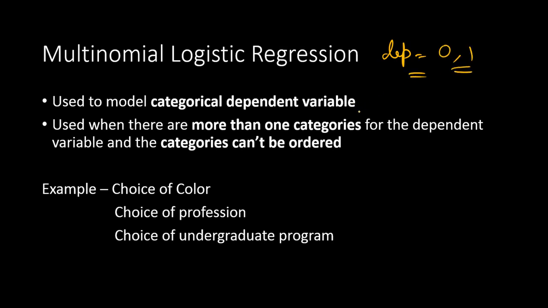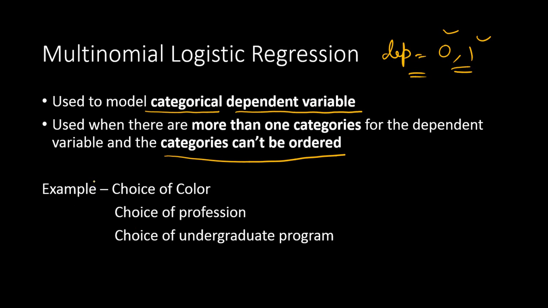In multinomial logistic regression, we extend that to multiple categorical values. So it will not be just 0, 1. It will be more than two categories. Okay, so it's used to model a categorical dependent variable, and the dependent variable takes more than two categories, and the categories cannot be ordered.